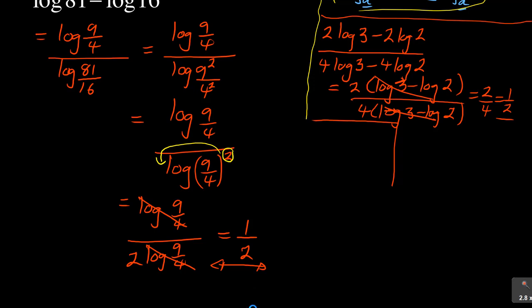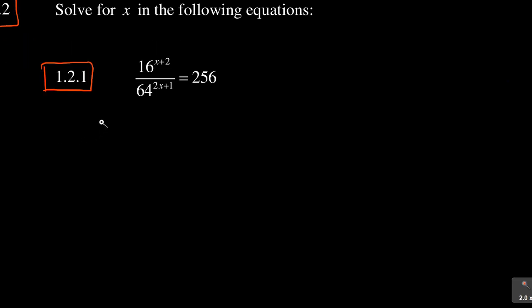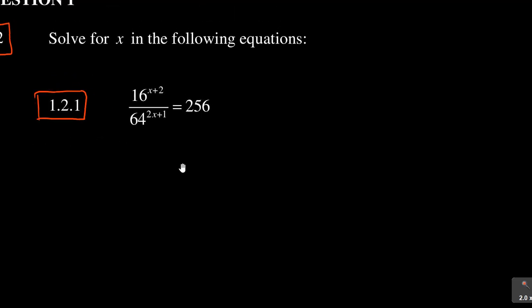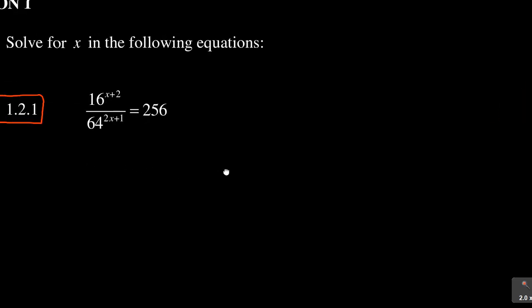Now let us move on to the next one. The next one is question 1.2 of question 1. So we've got again 1.2.1, which was 4 marks. It says you are solving for x in the equations. You can see the question says solve for x. As I said, this was 4 marks there.